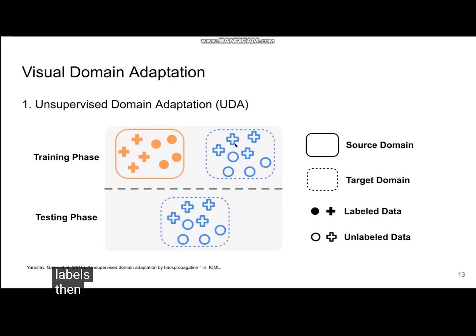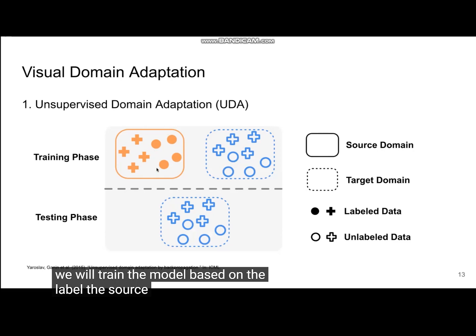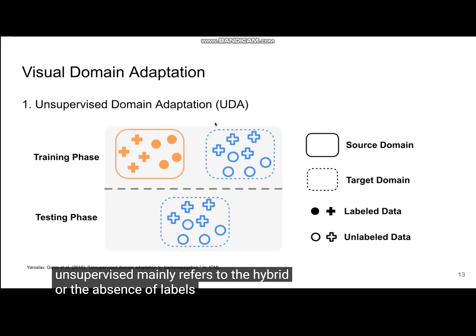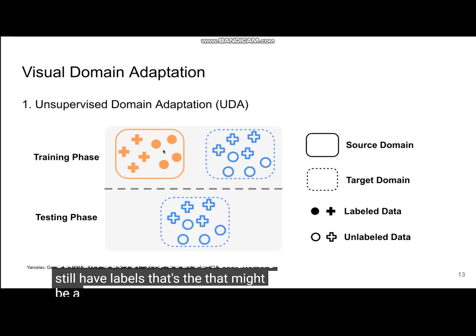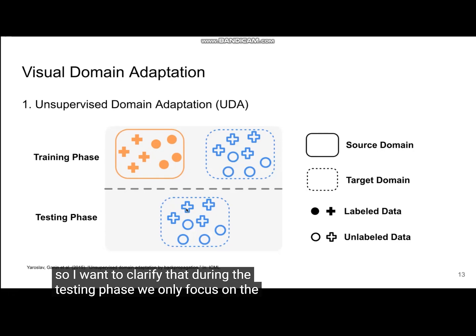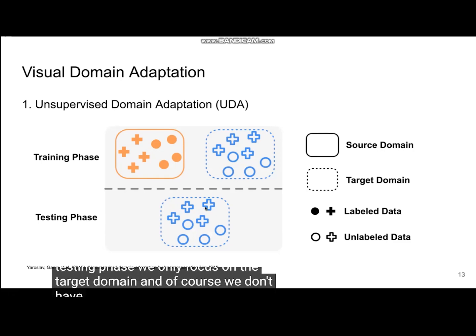Then we will train the model based on the labeled source domain and unlabeled target domain. So in unsupervised domain adaptation, the term unsupervised mainly refers to the absence of labels in the target domain. But for the source domain, we still have labels. That might be a confusing part, but I want to clarify that. During the testing phase, we only focus on the target domain, and of course, we don't have labels.